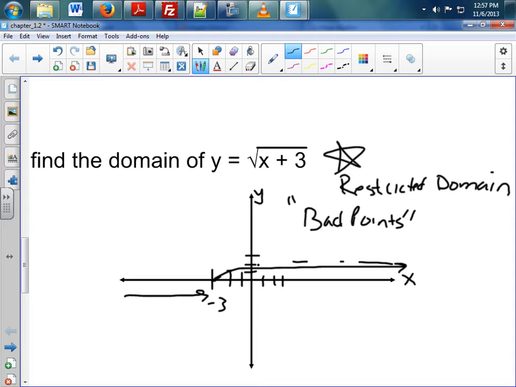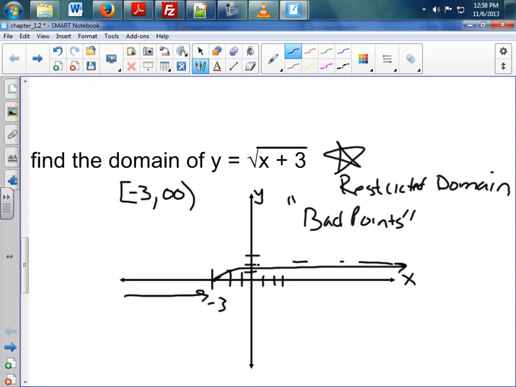They work here and go this way forever. And the hardest part is, can I include -3? Yes, you can. Why? What's -3 plus 3? 0. What's the square root of 0? 0. That still counts. So your domain here would be bracket, because it includes -3, and it goes to infinity.